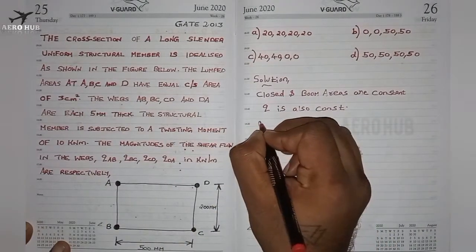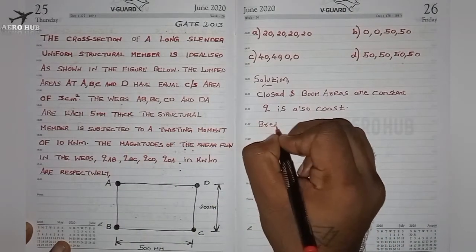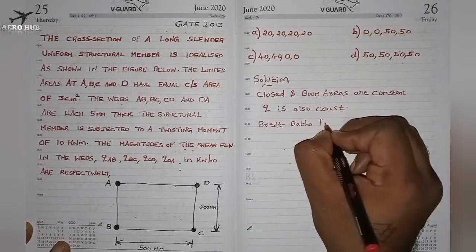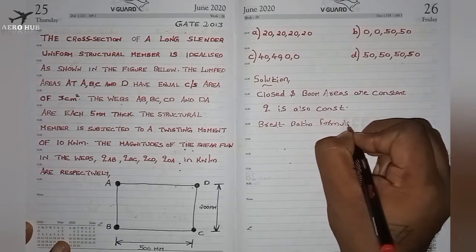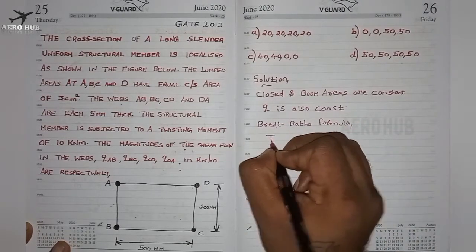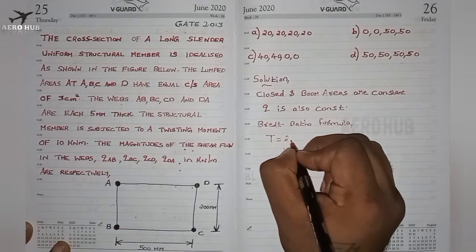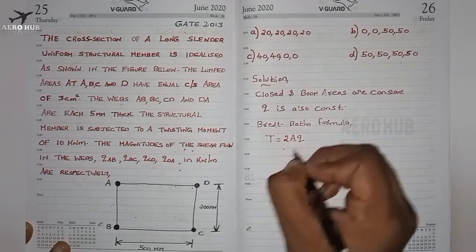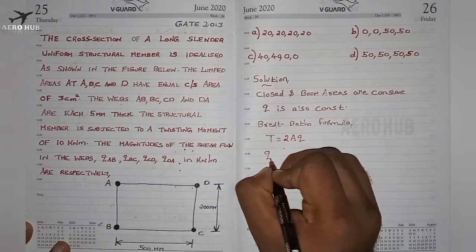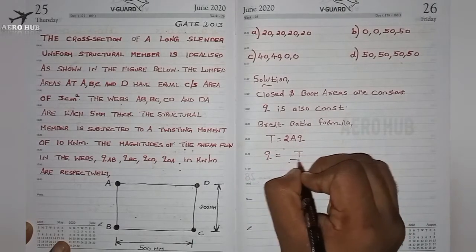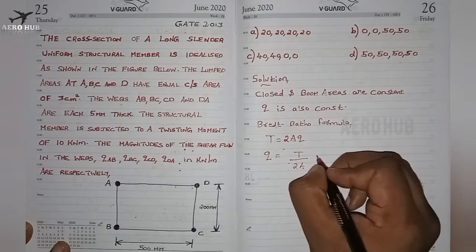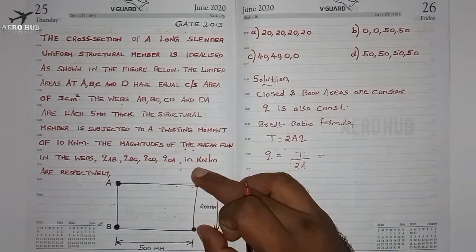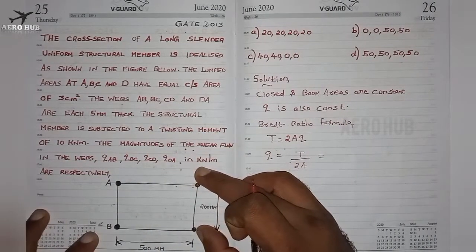So we have the equation by Bredt-Batho theory or Bredt-Batho formula. We derived that earlier. T is equal to 2 times the area into shear flow. This is the famous equation. So from here I can take Q is equal to T divided by 2 times area. T is given as 10 kilonewton meter, and we need the shear flow in terms of kilonewton per meter.